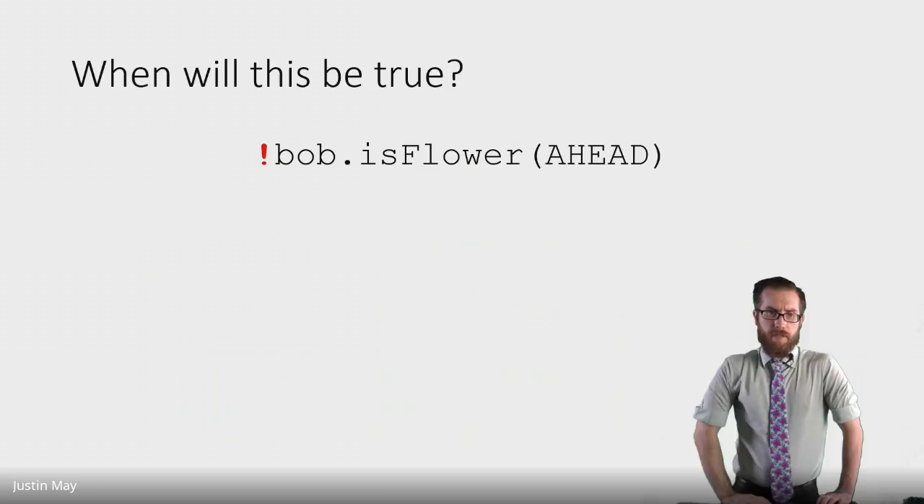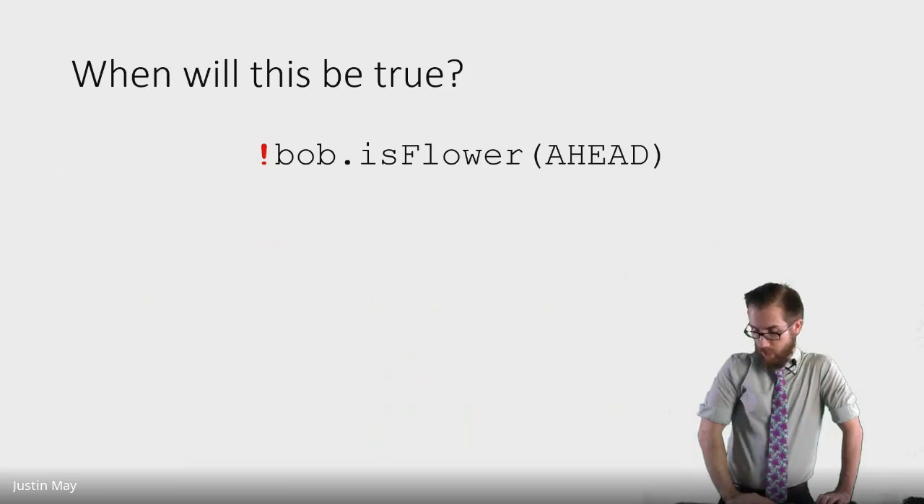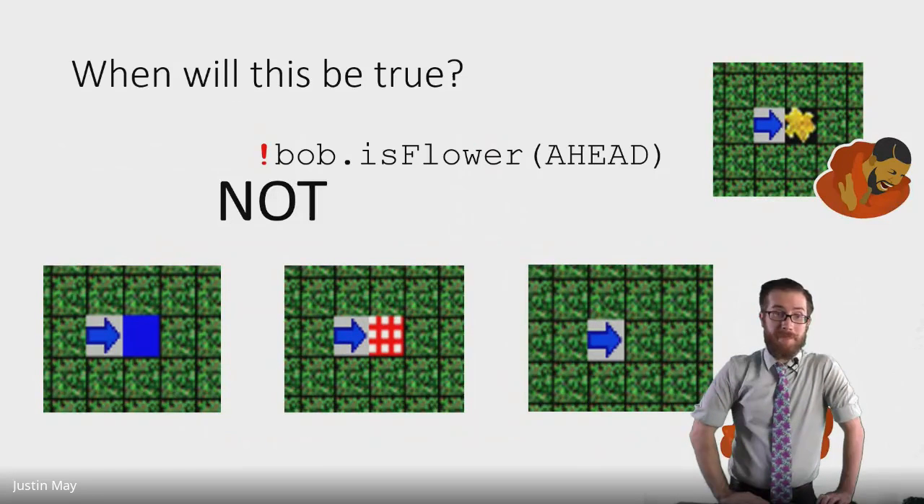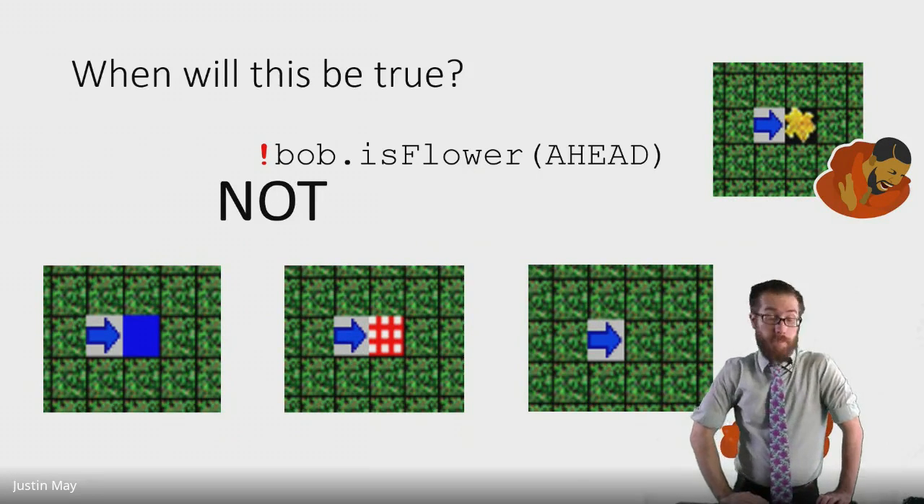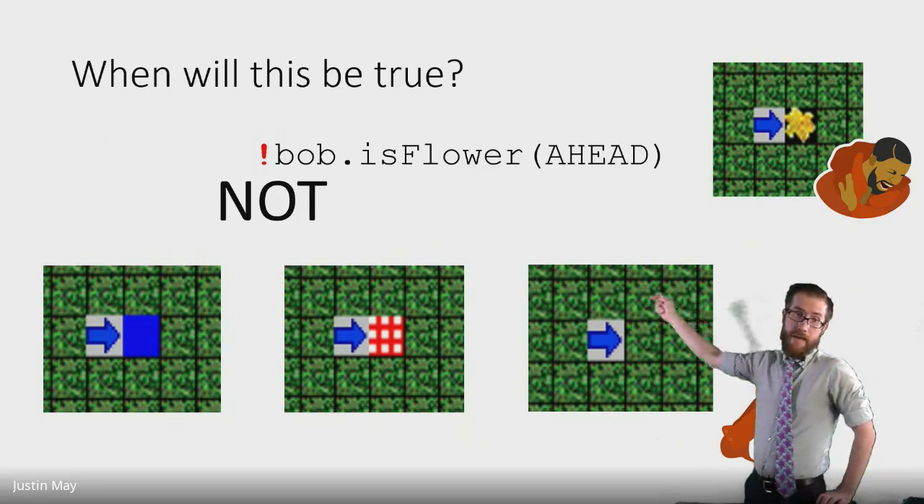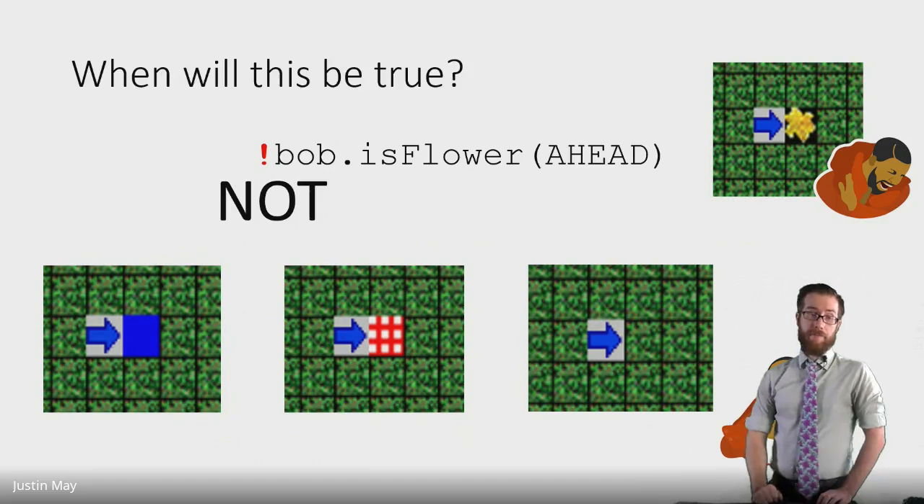What about this? So there's an exclamation mark in front of this condition. What do you think this does? When will this evaluate to be true? So this means not. The exclamation mark means not. So this is actually saying, is there not a flower ahead of Bob?